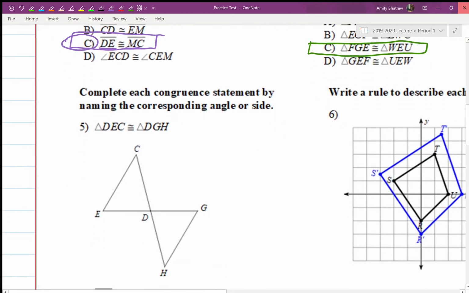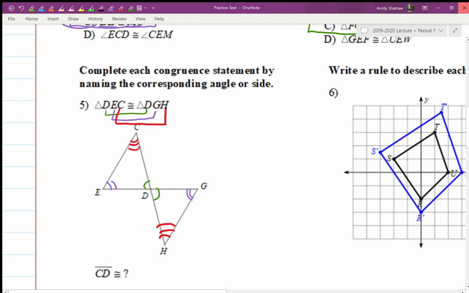Number 5, complete each congruent statement by naming the corresponding angle or side. Do you see how we've been told that angle D is congruent to angle D? I believe those vertical angles are congruent. Angle E is congruent to angle G. So 2 marks here and 2 marks here. And last but not least, C is congruent to H. So C is congruent to H.